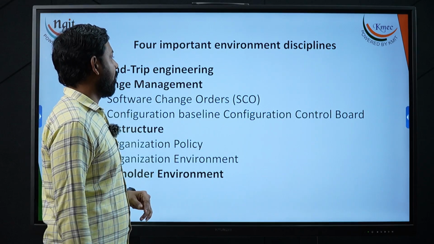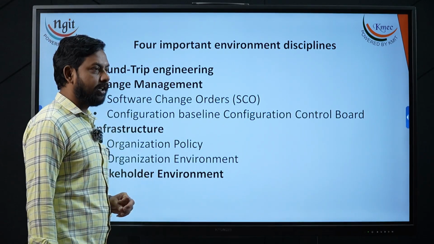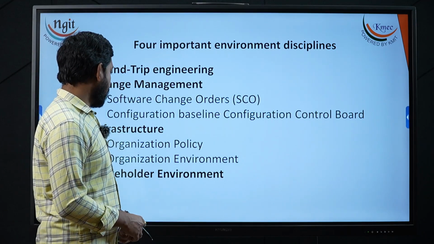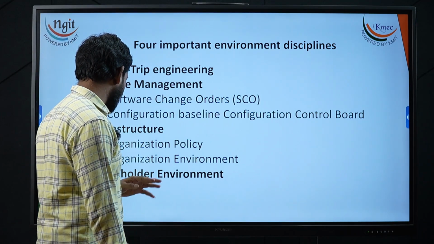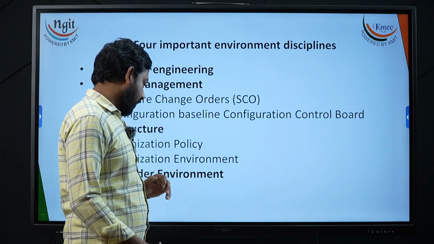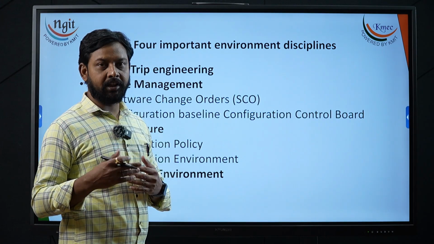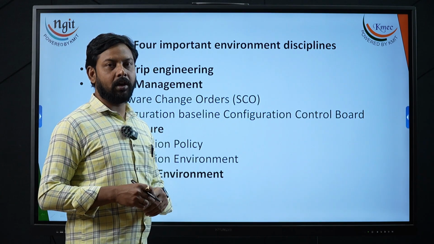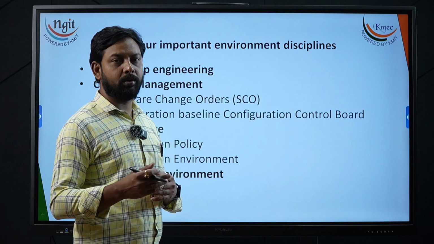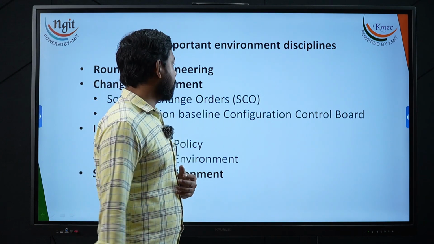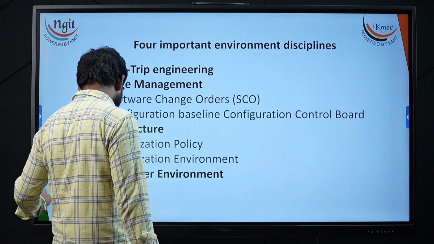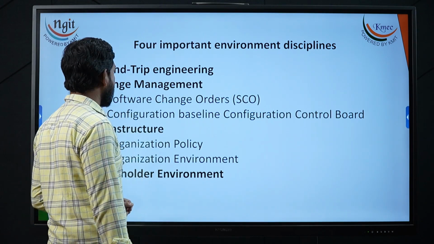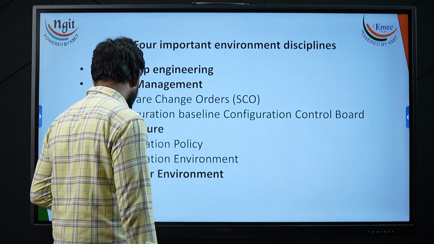So in order to work with these different types of environments, your project should emphasize four different environment disciplines. First is round trip engineering, second is change management, then infrastructure, followed by the stakeholder environment. So what is this round trip engineering? Round trip engineering is going to describe the key environment that is used in your iteration process. So this forms the basic key to understand how your project development is going to work. It acts as a support to your iterative development process.